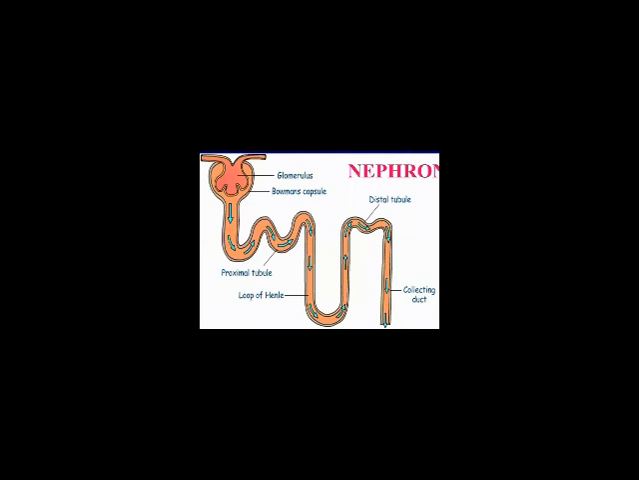Now the basic unit of the kidney is the nephron. And the nephron is made of the glomerulus, which is a capillary tuft, and then there is a tubular system comprising the proximal tubule, loop of Henle, distal tubule, and collecting duct.